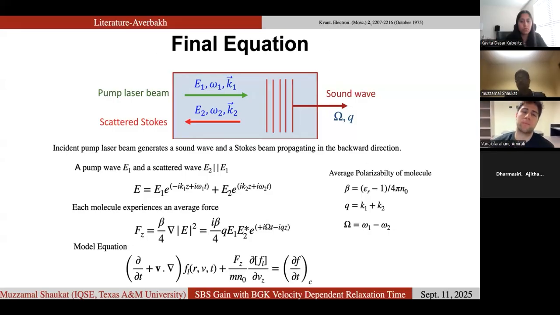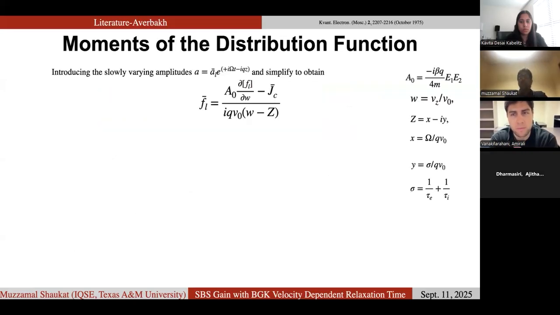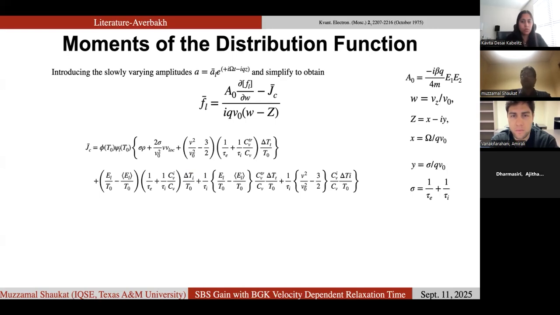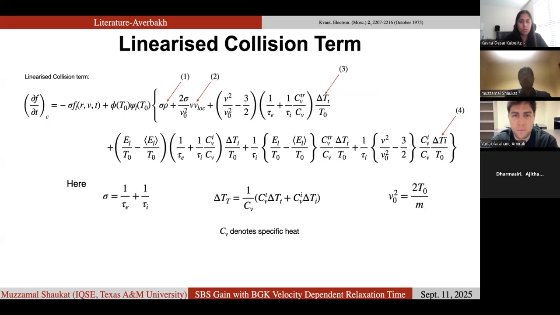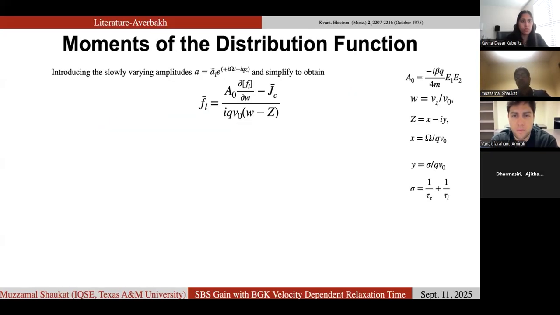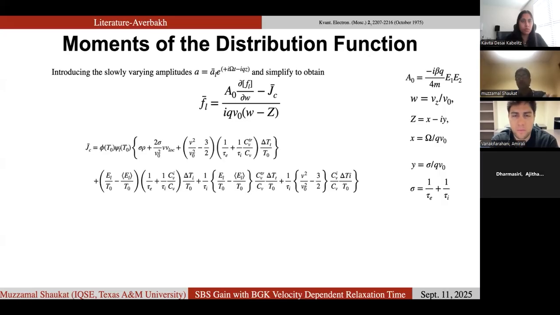Now we have simple terms that we can solve. To solve them, we first need to determine the distribution function amplitude, f of L. We don't know what f of L is yet. For that, we introduce the slowly varying amplitude approximation for all the terms: the density, the local velocity, the temperature, internal temperature, total temperature, and everything else. We introduce that factor and simplify the expression to find the amplitude of that distribution function, where JC is basically the Collision term but without the sigma f of L term. This Collision term comes with the first term minus sigma f of L, which comes after solving this sum in combination with f of L bar, the amplitude of that distribution function. The other factors of JC remain the same, with some amplitude of those factors.